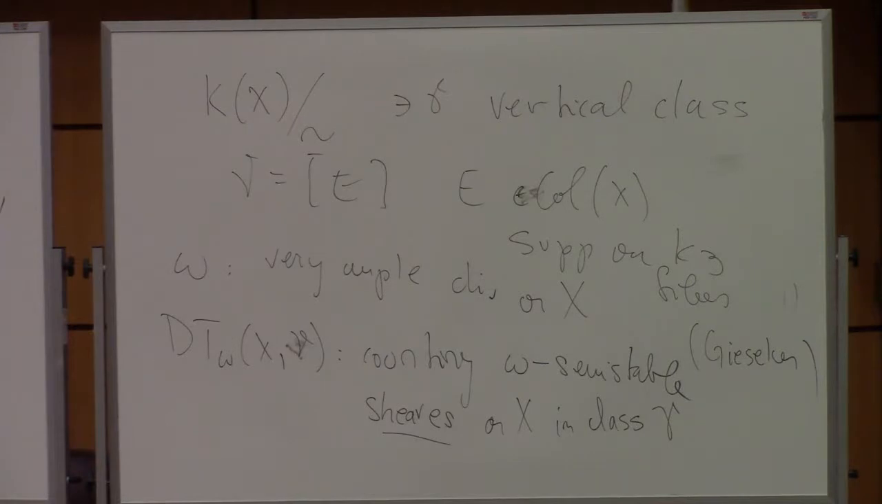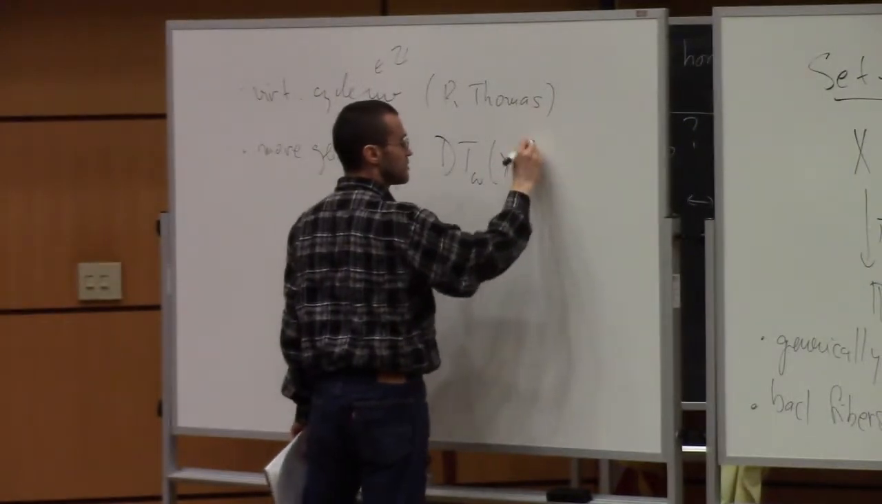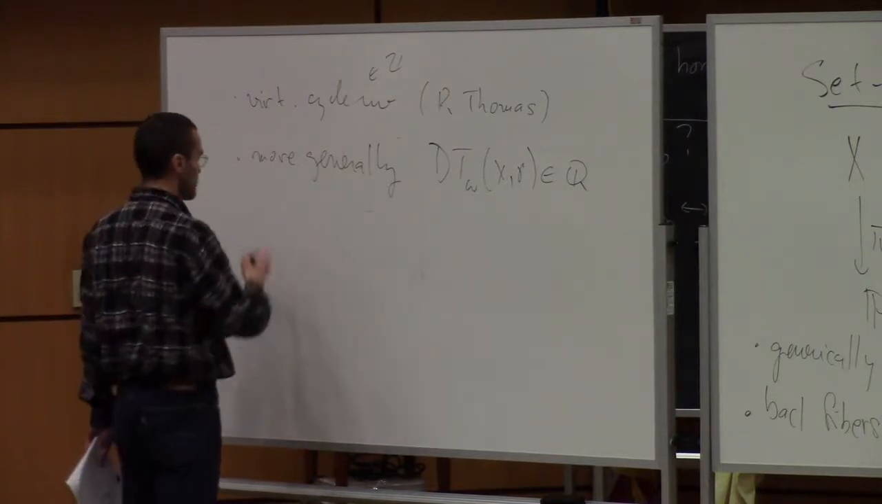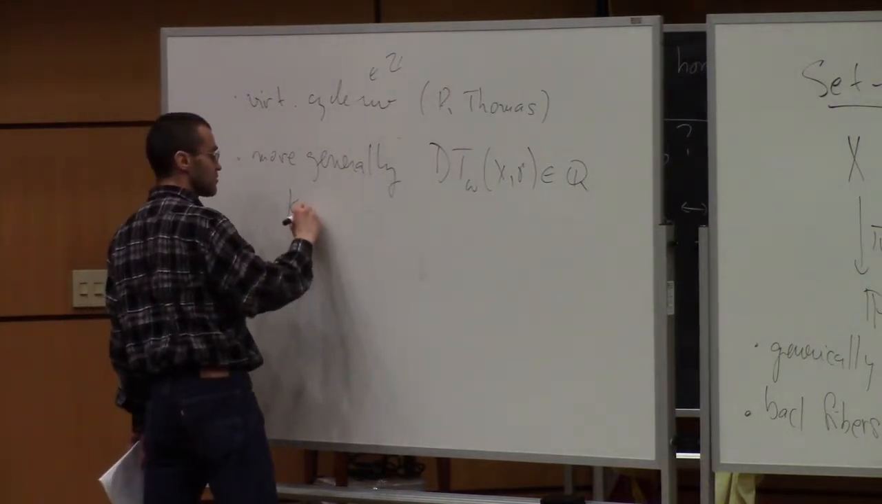So in general, what we want: these are virtual cycle invariants if I don't have semi-stables, constructed by Richard Thomas, and they are integral. More generally, we really have rational invariants, and those are constructed, they are really a very special case of the work of Kontsevich and Soibelman.